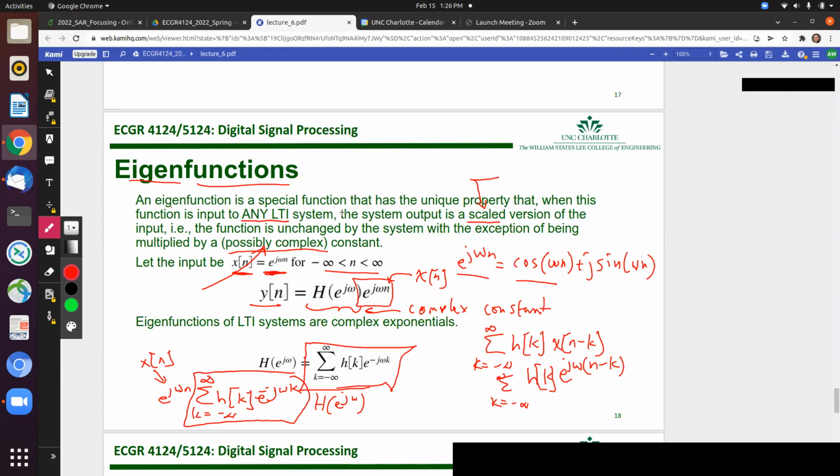We come up with this infinite summation, in this case, over e to the minus j omega k. We're going to call that a number. That number is H of e to the j omega. It depends on omega, and it depends on the system, which we're using, which is h. But that number just multiplies, right? So that's the eigenfunction property.